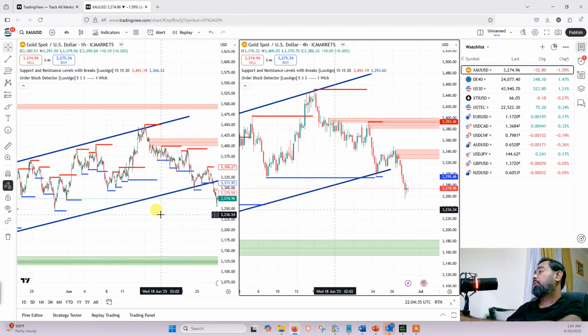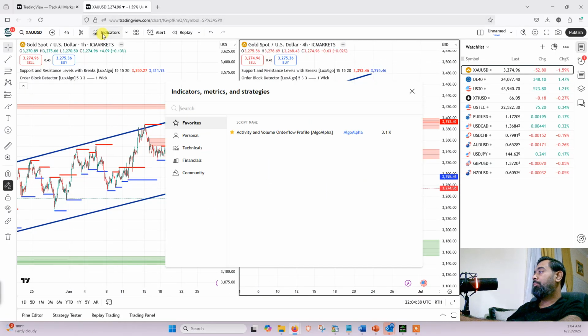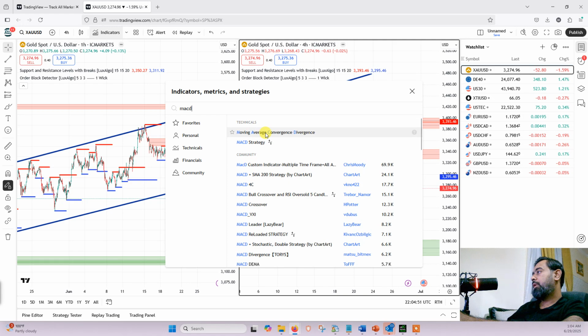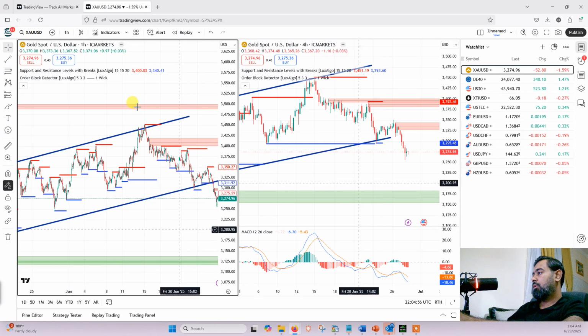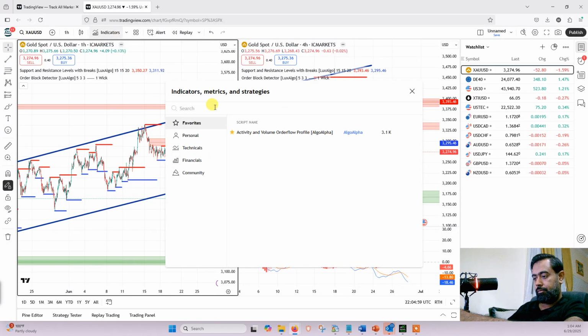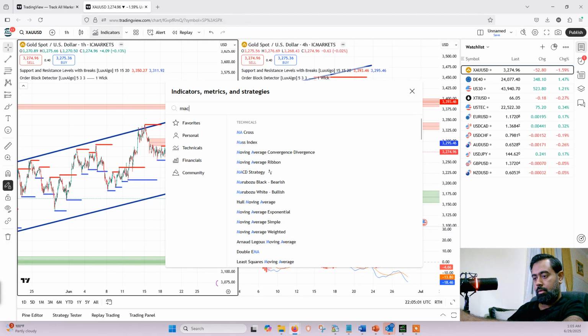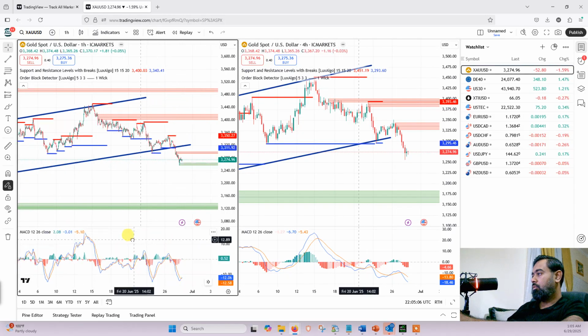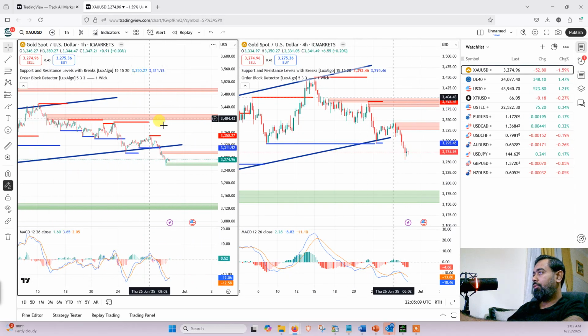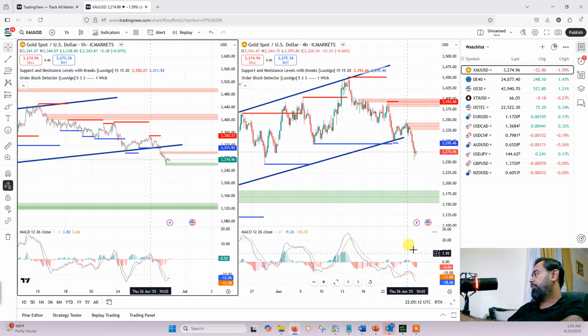Done. Now we will be going for the third indicator, which is the moving average convergence divergence. So this divergence is a real game changer. Don't worry, this is going to be extremely easy. It's going to be extremely quick, and we will understand with full concentration.